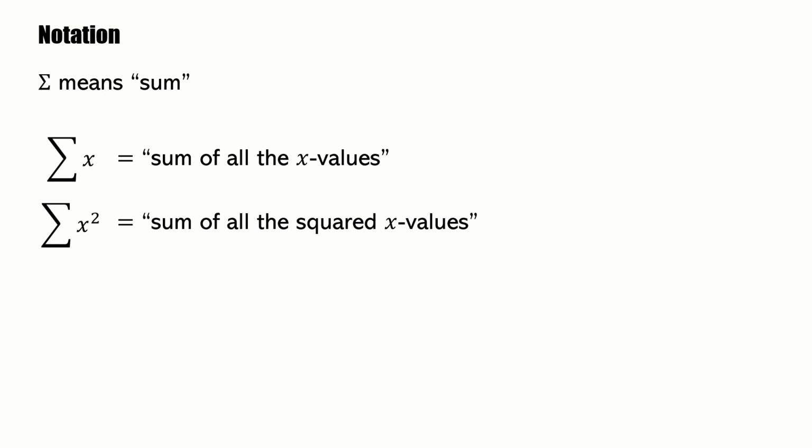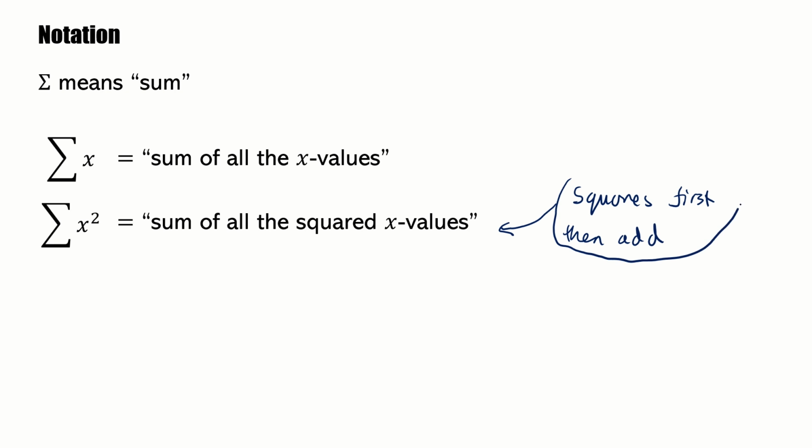It is worth mentioning BIDMAS applies here, BODMAS, PEMDAS, the order of operations basically. So that does mean that we have to square the values individually first, and then we are adding them together afterwards. That's something worth bearing in mind because some students make the mistake of thinking that they could just add the numbers together first, then square afterwards, but that would be represented in a different way with brackets to make it clear what order those operations are happening in.